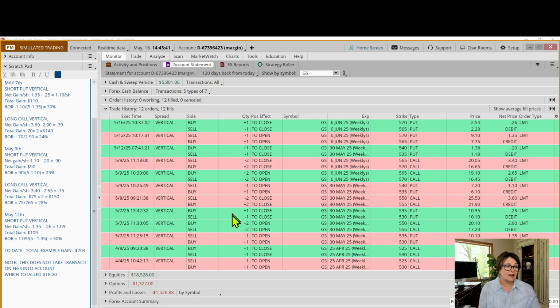Now, these trades all happened to work out. We also closed a couple of trades on Tesla that didn't work out, but we haven't traded as often on Tesla as we had on Goldman Sachs.